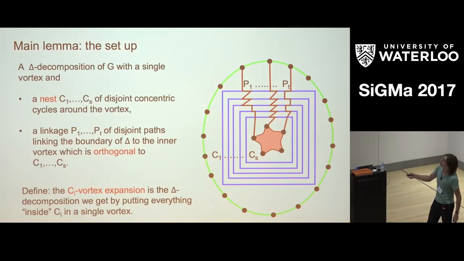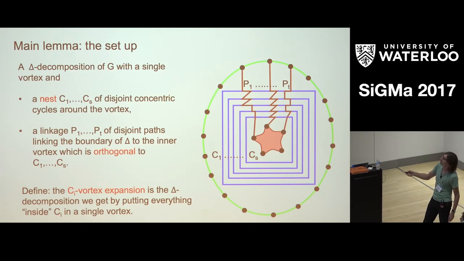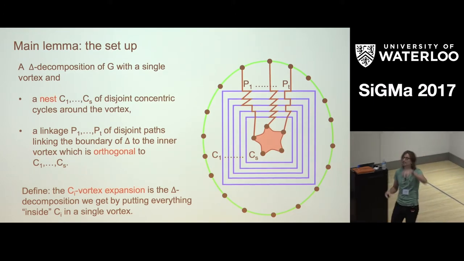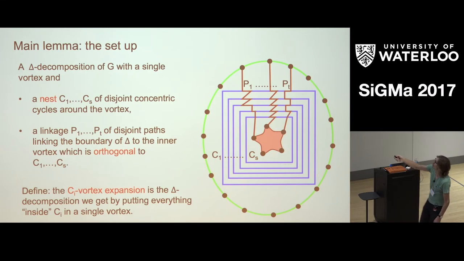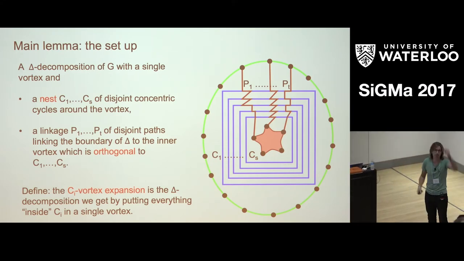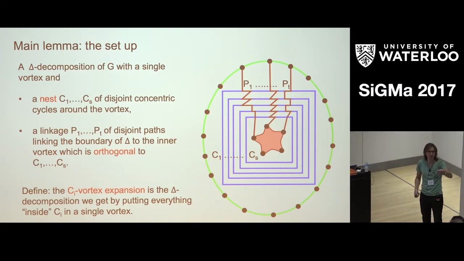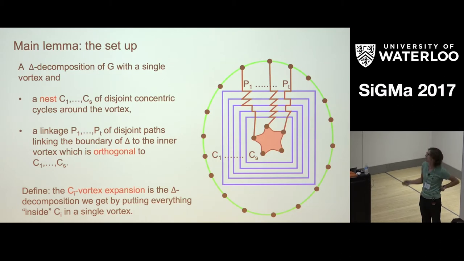I want to start with a disk decomposition of the graph with a single vortex, a nest of disjoint concentric cycles around the vortex, and a linkage going from the outside boundary to the vortex, which is orthogonal to the nest. That is, these red paths are not wiggling all through the nest willy-nilly. They are each hitting the next cycle, traveling for a bit, hitting the next cycle, traveling for a bit, hitting the next cycle, and so on, until we arrive at the middle.